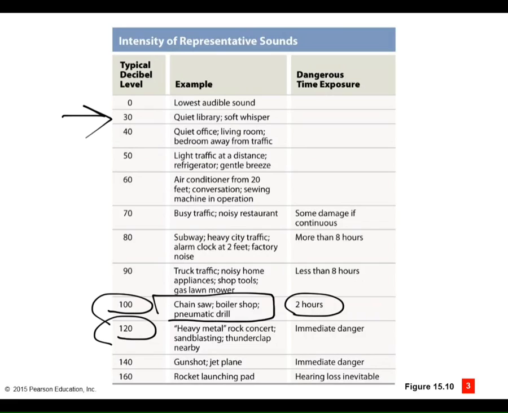120, going to a really, really loud concert and sitting in the front row, right? It can really cause some problems. It may not be immediate, but this can start to cause some damage over time. And same thing with a gunshot or a jet plane.